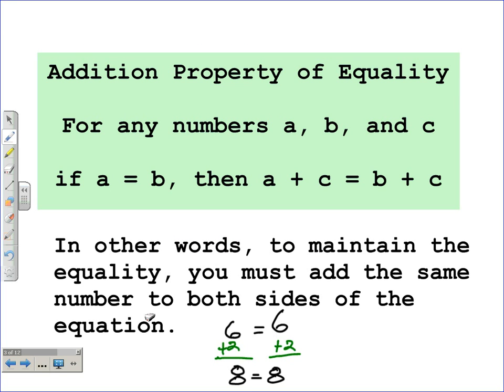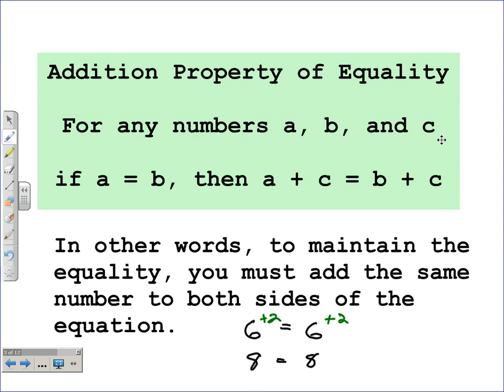The first property we have here is the addition property of equality. It reads: for any numbers a, b, and c, if a is equal to b, then a plus c is equal to b plus c. In other words, to maintain the equality, you must add the same number to both sides. For example, if I start with 6 is equal to 6, which we all know is true, and we add 2 to both sides, 6 plus 2 is 8, and 6 plus 2 is 8, and we see that equation is true, so we have to add to both sides.